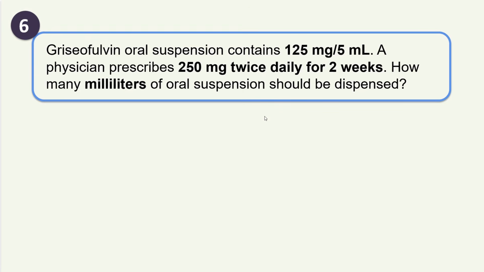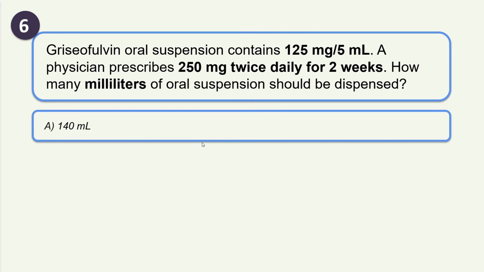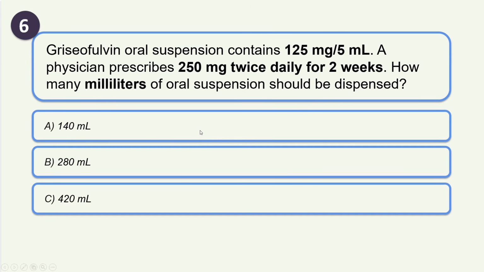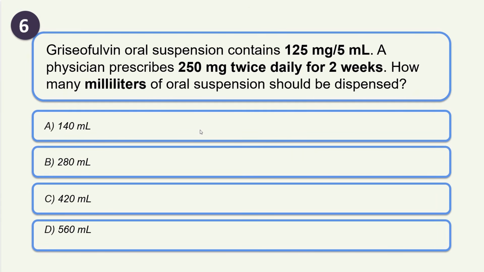Next, Griseofulvin, which is an antifungal oral suspension, contains 125 milligrams per 5 mils. A physician prescribed 250 milligrams twice daily for 2 weeks. How many milliliters of oral suspension should be dispensed? A, 140 mils; B, 280 mils; C, 420 mils; D, 560 mils. Correct answer is 280 mils. So 280 mils is the correct answer.